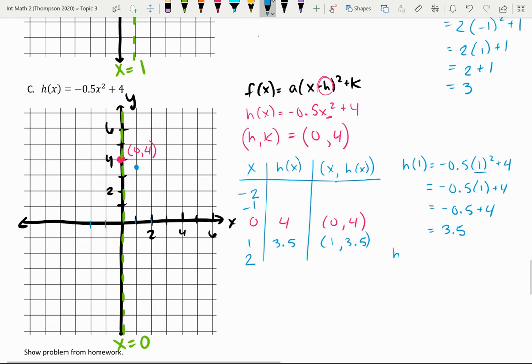Let's plug in 2 and see what happens. 2 is an even number. It might turn out better. Two squared is 4. -0.5 times 4 gives me -2. Plus 4 gives me 2. So now I've got the point 2, 2.